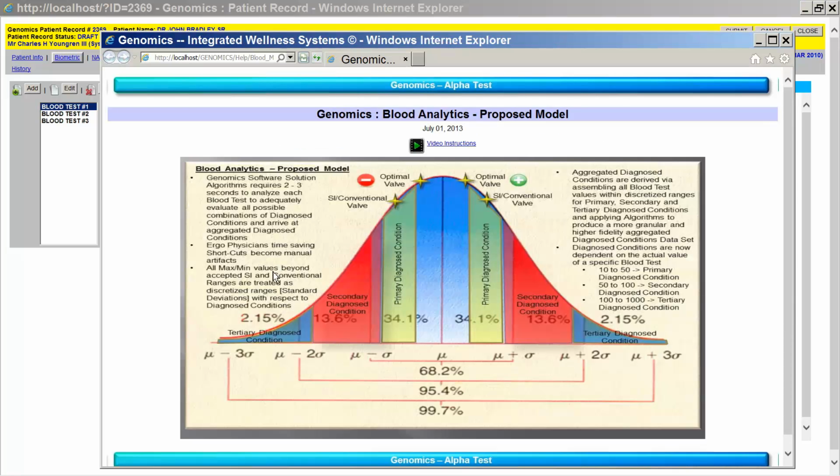Our system at Genomics Integrated Wellness System has a slightly different approach. Through our machine learning algorithms, we have been able to partition the result sets and the components that make up a diagnosed condition with respect to a specific component of the blood test. This enables us to run machine learning algorithms and look at all of the diagnosed blood conditions in a matter of seconds as opposed to hours. The net result is that the fidelity of the diagnosed condition for primary, secondary, and tertiary conditions can now be evaluated and examined.